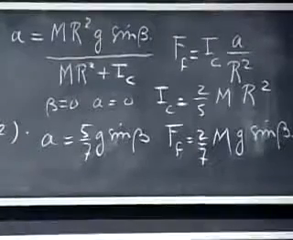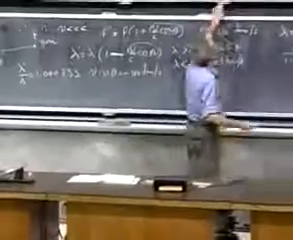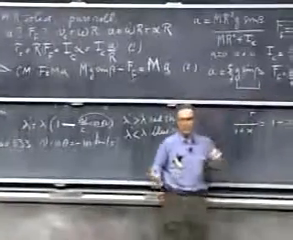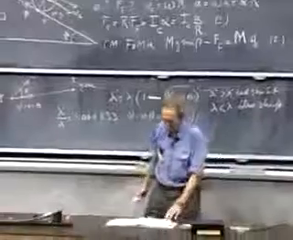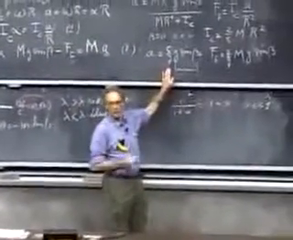Let's look at these results a little closer. If there were no friction, then we know that the acceleration would have been g sine beta. We remember that: a sliding object with no friction would be g sine beta. Why is it now lower? 5/7 is lower than 1.